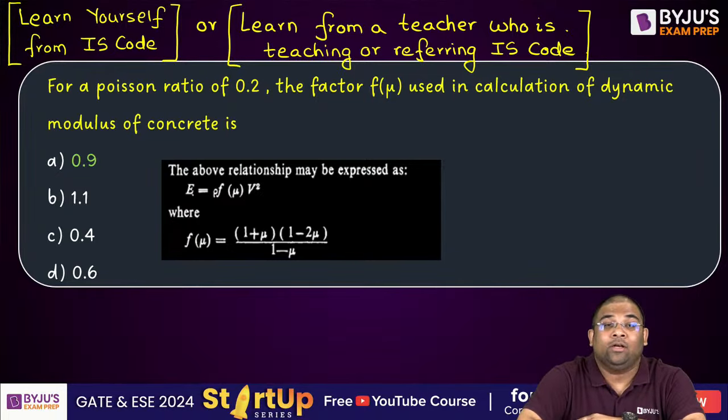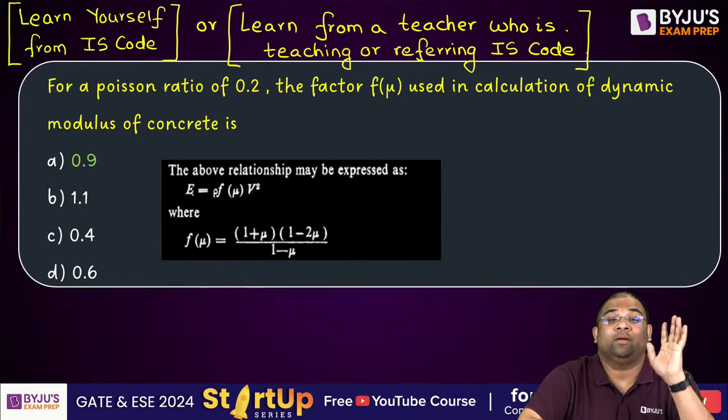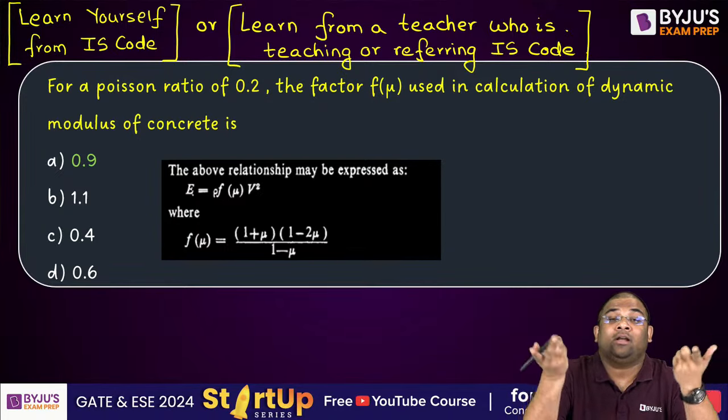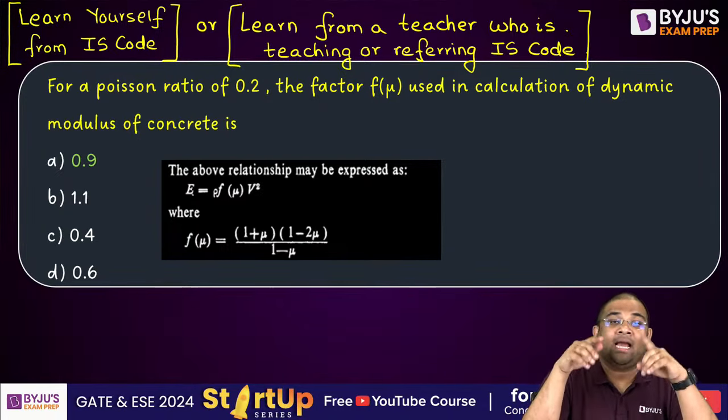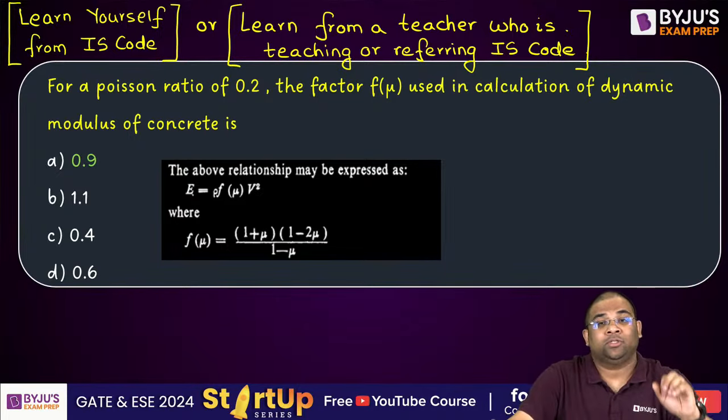Either you are studying something wrong from random sources, or you might be studying something which is correct, but not required for the examination. That is also very important. In pursuit of knowledge, we should not study things which are not relevant to the examination. As far as the ESE examination or state examinations are concerned, they are going to ask questions from IS codes.